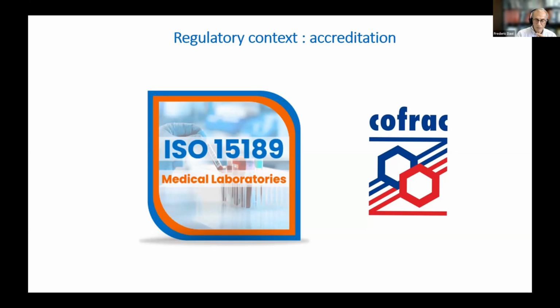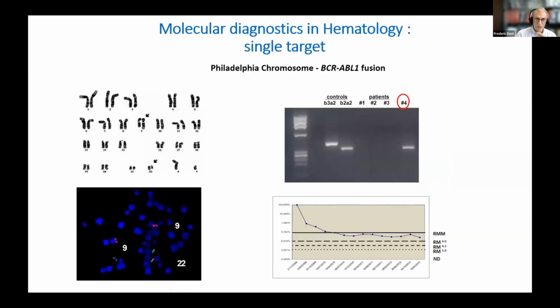And I fully agree with what has been said before, that going through this process is long, cumbersome, and takes a lot of energy. Now, what we do in the molecular diagnostic for malignancies is, for a long time, we were just looking at single targets. Professor Ross spoke of the BCR-ABL fusion, which can be detected both in chromosome and gene, and which is very useful for diagnostic and response to treatment, minimal residual disease assessment.